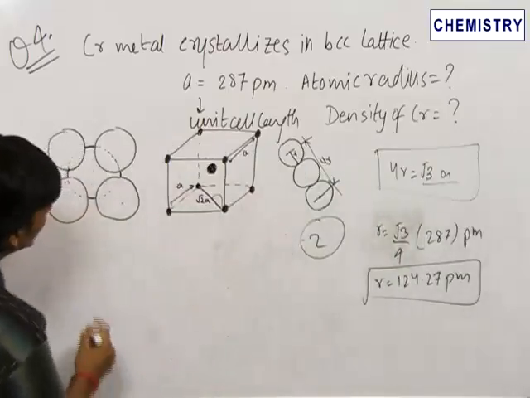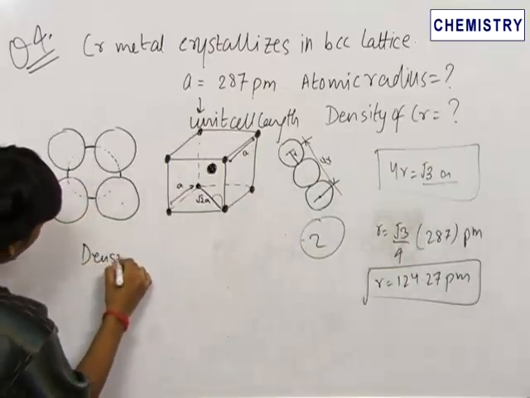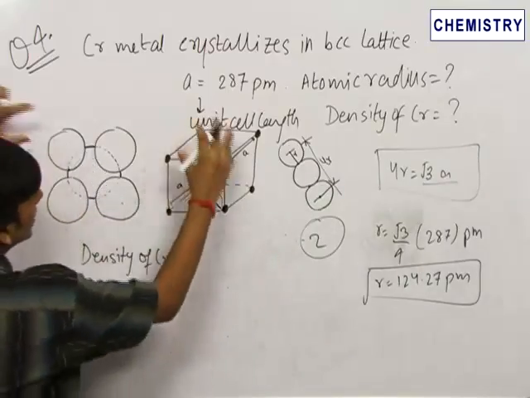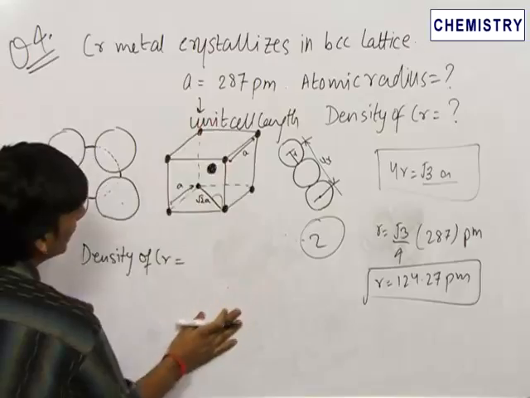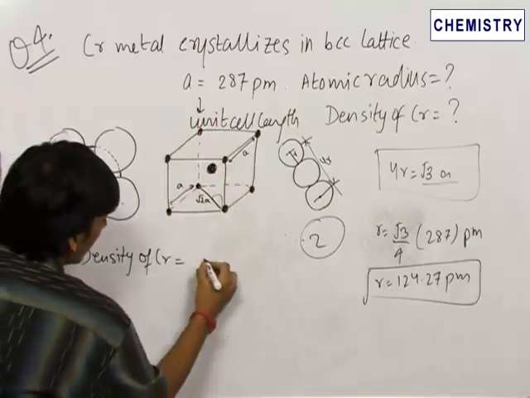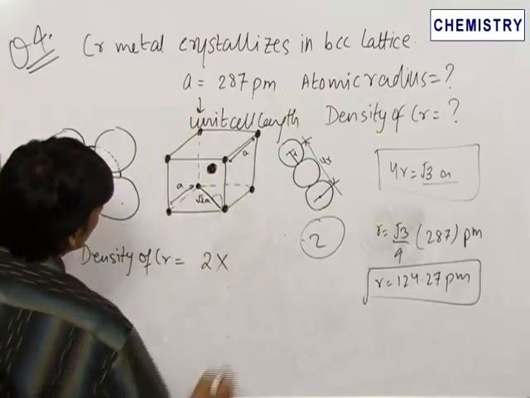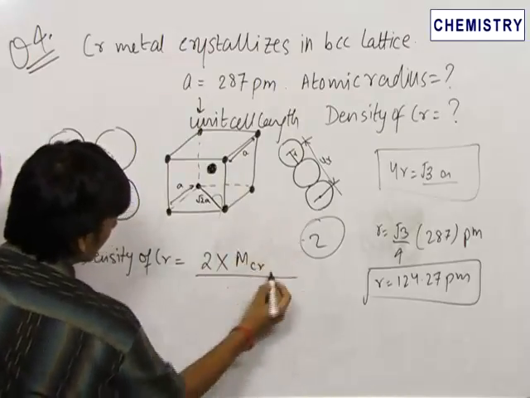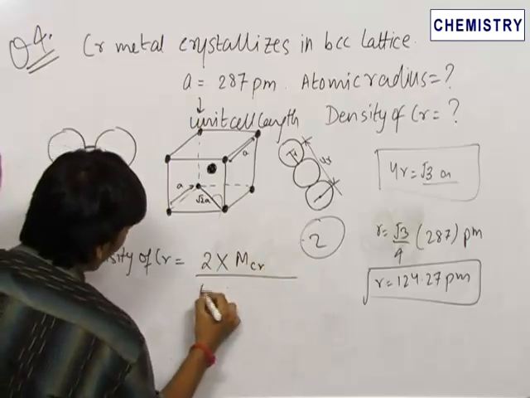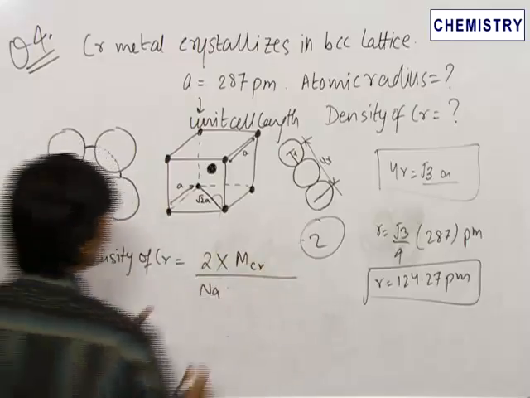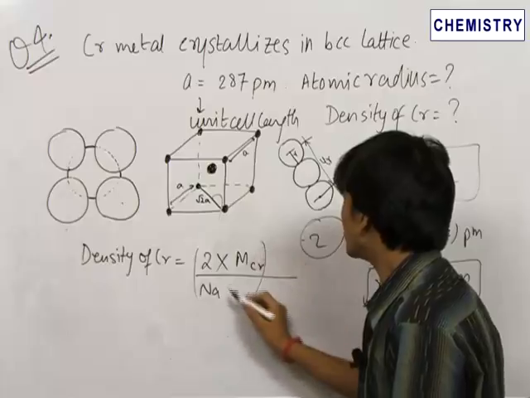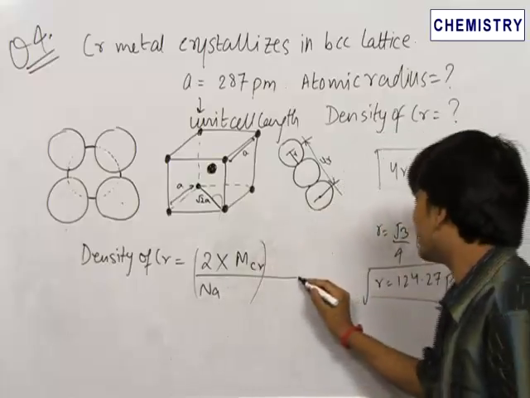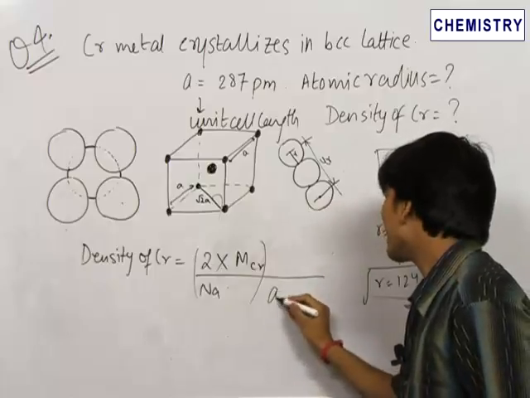Therefore, the density can easily be found out as the density of chromium equal to the mass present in one unit cell upon the volume of one unit cell. The mass in one unit cell is 2 atoms into the molecular weight of chromium. We write it in grams, therefore we divide it by Na to find the mass of just 2 atoms. This is the mass divided by the volume, that is A cube.